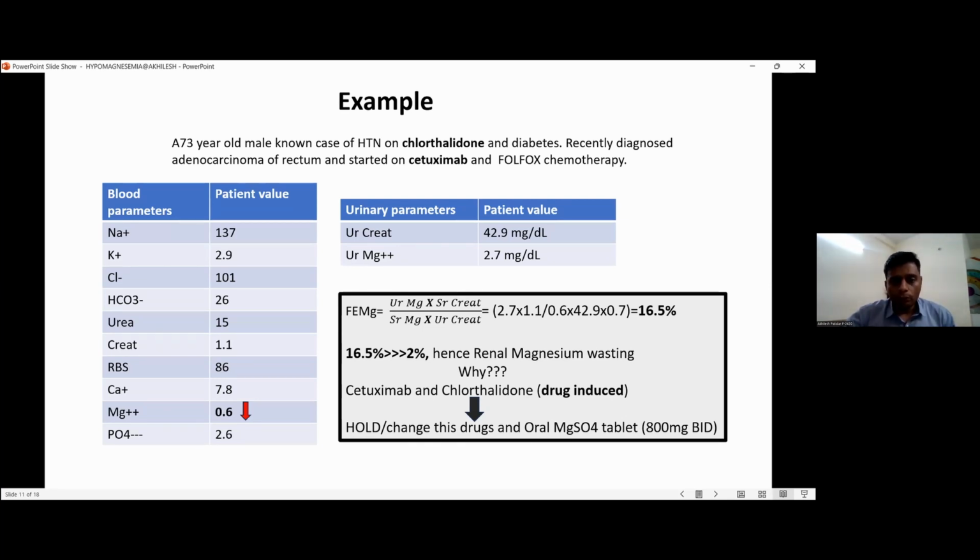One more thing I want to stress here is that hypomagnesemia is present together with hypokalemia and hypocalcemia. So if we find that hypokalemia is there, then we have to look for the magnesium level also, and the calcium level also.